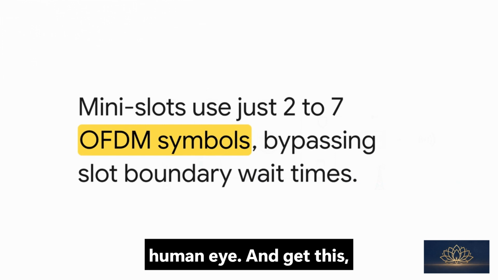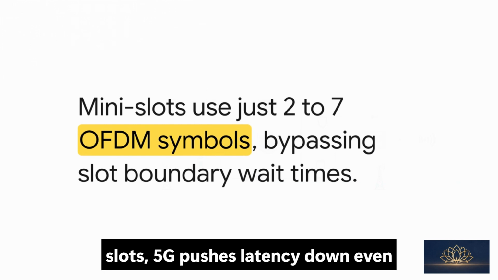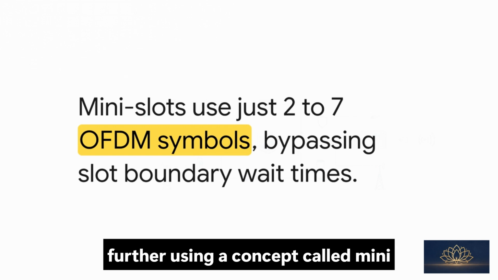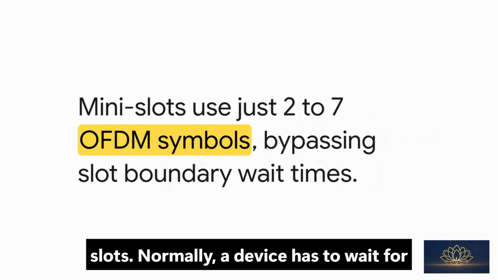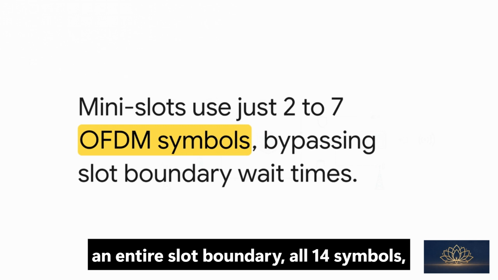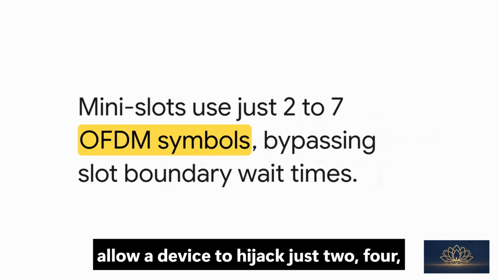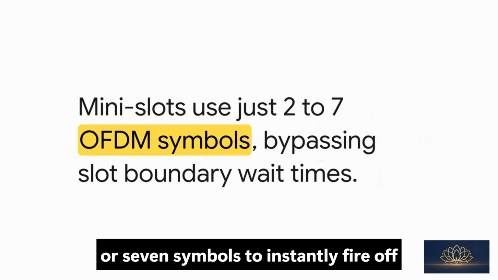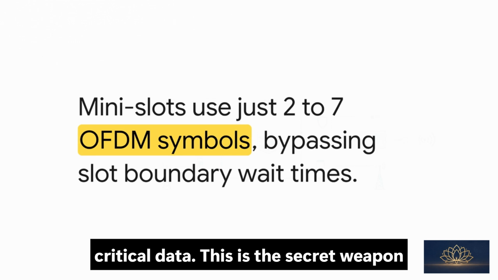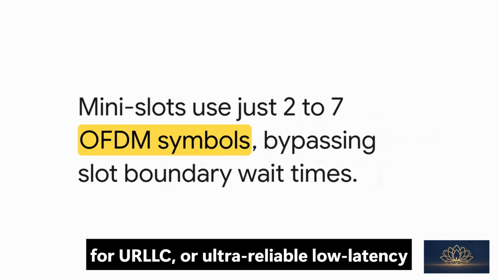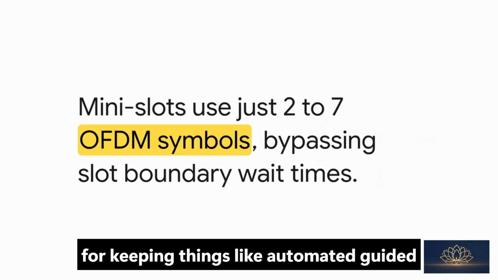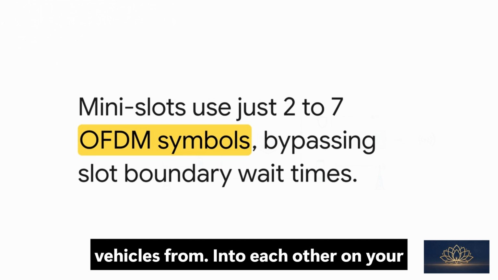And get this, even with those drastically shorter slots, 5G pushes latency down even further using a concept called mini-slots. Normally, a device has to wait for an entire slot boundary, all 14 symbols, to finish before sending data. Mini-slots allow a device to hijack just 2, 4, or 7 symbols to instantly fire off critical data. This is the secret weapon for URLLC, or ultra-reliable low-latency communication, which is absolutely vital for keeping things like automated guided vehicles from crashing into each other on your factory floor.